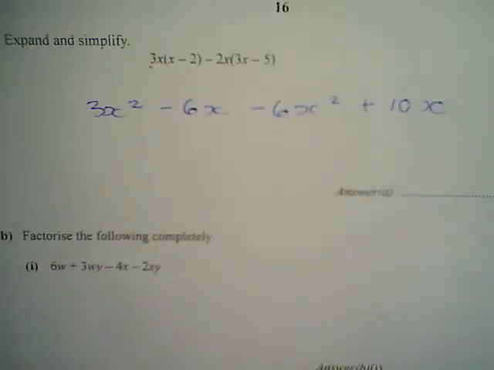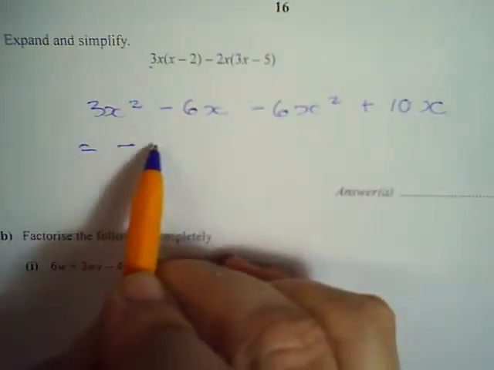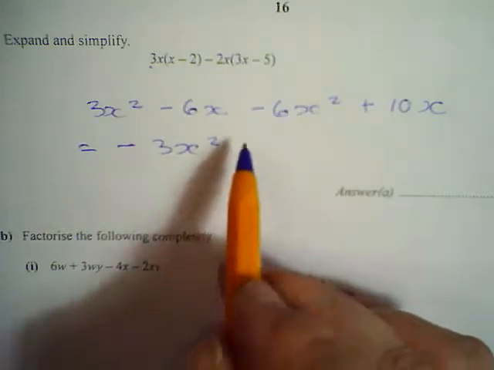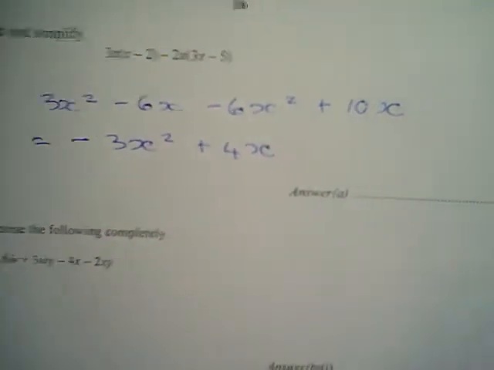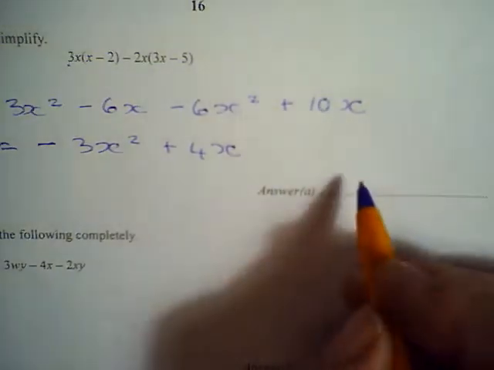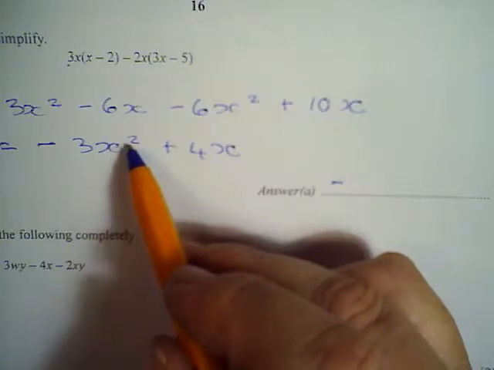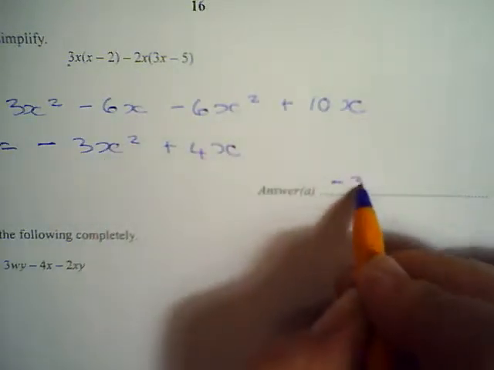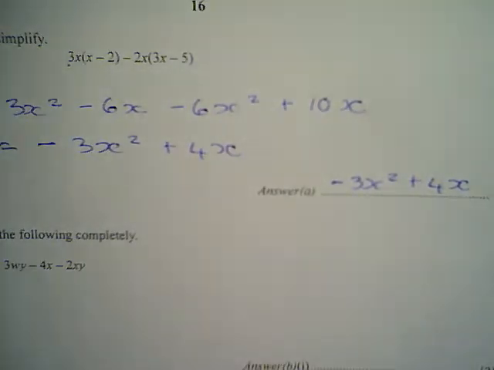Okay, and we can just simplify this. Negative 3x squared, positive 4x. Okay, and we can write it any which way. I would prefer to write the higher index values first. Negative 3x squared plus 4x as my answer.